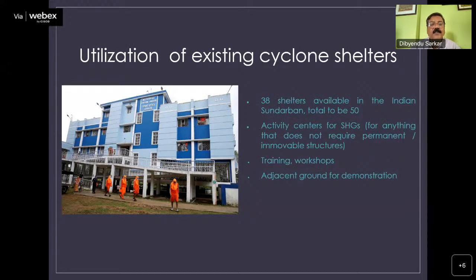The cyclone shelters can be used for different activities. The cyclone doesn't happen throughout the year. So when the cyclone happens, the shelter will be cleared and immediately people will be rushed there. But in between, there might be certain temporary usage. So that can also be thought of. Go to the next one.